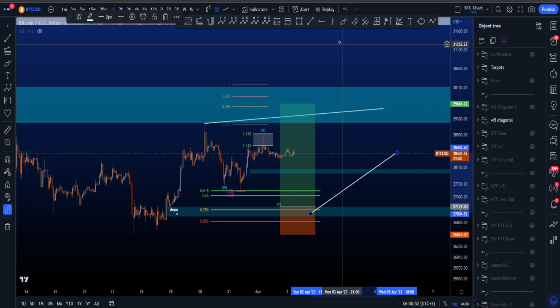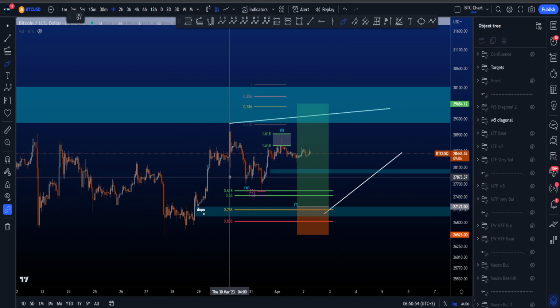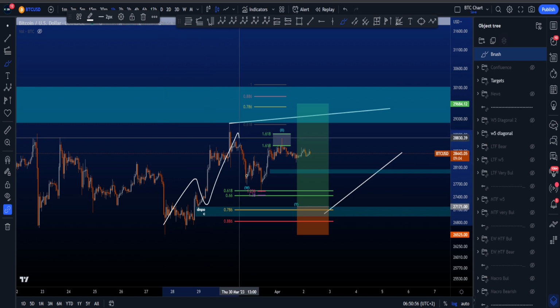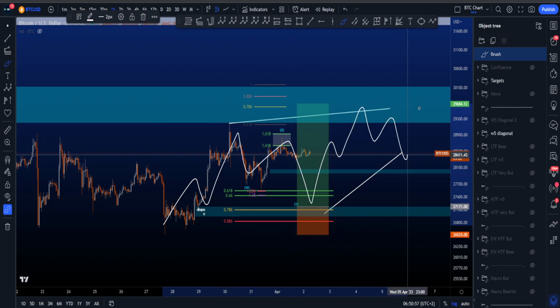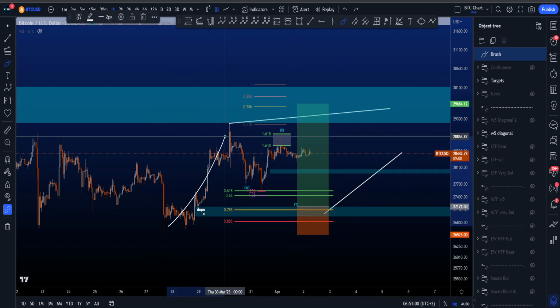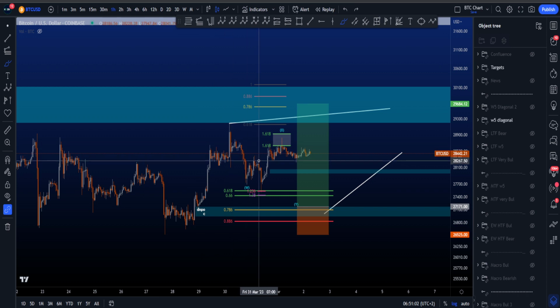And usually ending diagonals are 3, 3, 3, 3 type of structures, so basically a 3, 3, 3, 3, and then another 3. This looks a little bit impulsive. So that's what I meant at the beginning when we went into the lower time frames: it starts to look quite complex. Eventually, and that will be next week, we will see what price is going to do, but I still favor a little bit more upside.